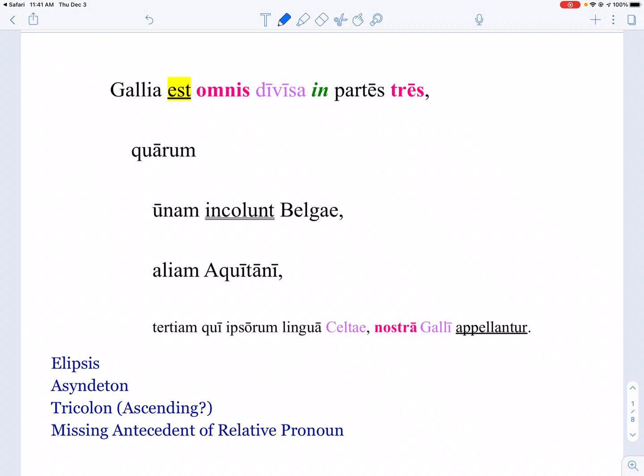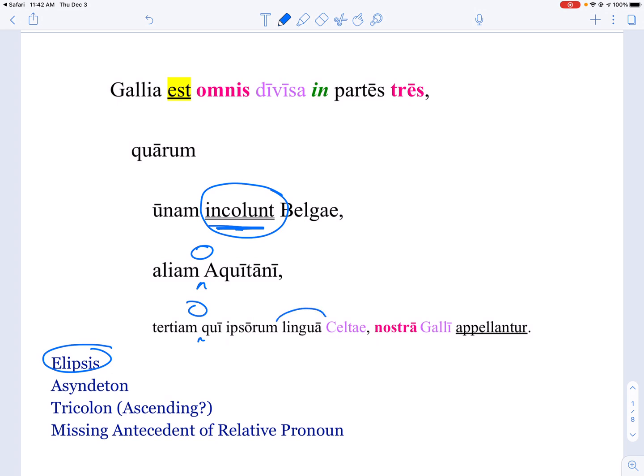Some common Caesarisms that you will see throughout translating him are ellipses, which is when he provides a word, but then you have to supply it more than one time. So the example here is incolent, to inhabit, and here it shows up here, but you have to include it here, and then you have to also include it here. So needing to repeat words that he only has once.